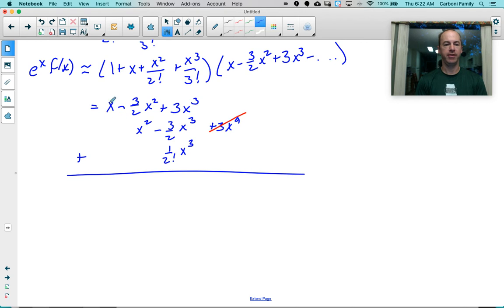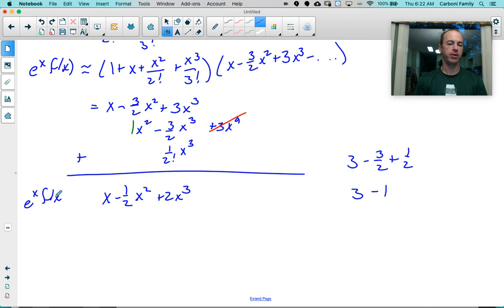And so I have x, and there's nothing to combine with that. I have negative 3 halves plus 1 would be negative 1 half. And then I have 3 minus 3 halves plus 1 half. Negative 3 over 2 plus 1 over 2 is negative 1. So that's 3 minus 1. So that would be 2x cubed. And there is your third degree Taylor polynomial for e to the x f of x.